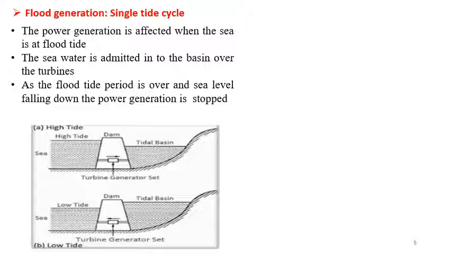Initially, power generation is effected when the sea is at flood, and when it is at a very high tide, the sea water is admitted to the basin over the turbines, and the turbine starts to rotate. It converts mechanical power into electrical power by consuming the kinetic energy of the water. In this way, flood generation works. And the third one is two-way generation, where both flood generation and ebb generation take effect.